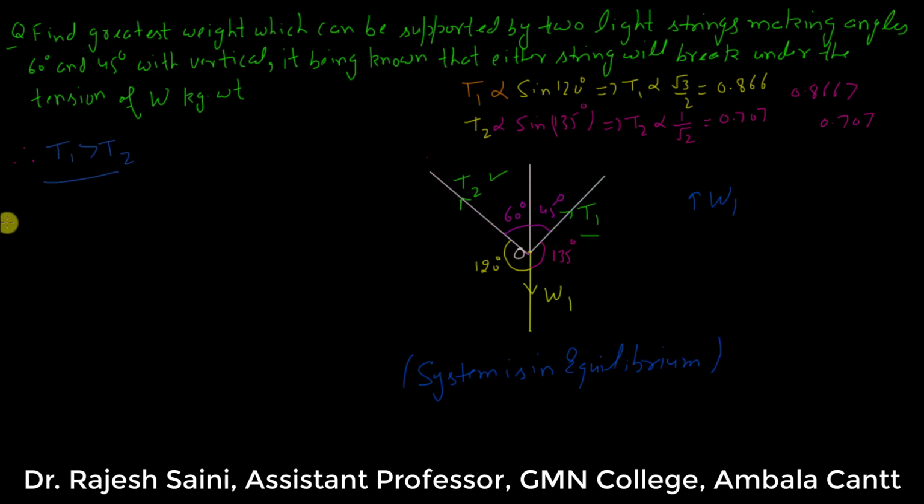So now firstly, using Lami's theorem, we will see how we will exploit this result that we have just arrived at. Using Lami's theorem at point O, because the three coplanar forces T1, T2, W1 are in equilibrium, we can use Lami's theorem at point O. What does that state?